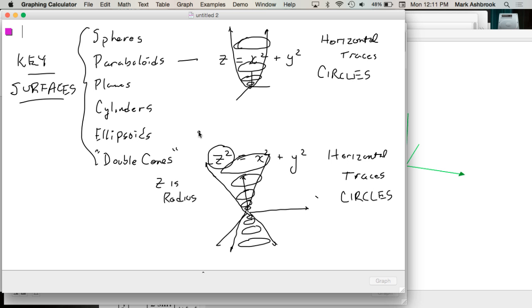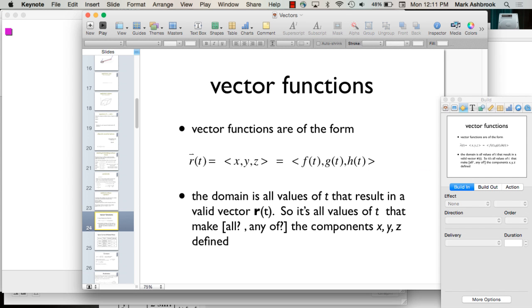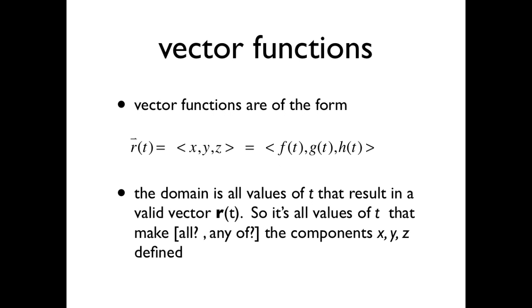So let's talk about vector functions. And I should really qualify here, because we're going to find out throughout this course, we're going to see many different types of vector functions. So here's the most basic one. An R3 vector function is this form.